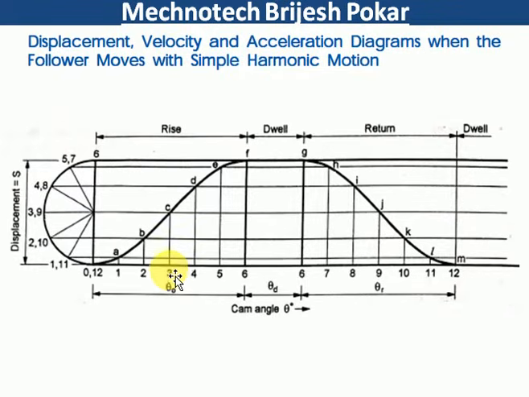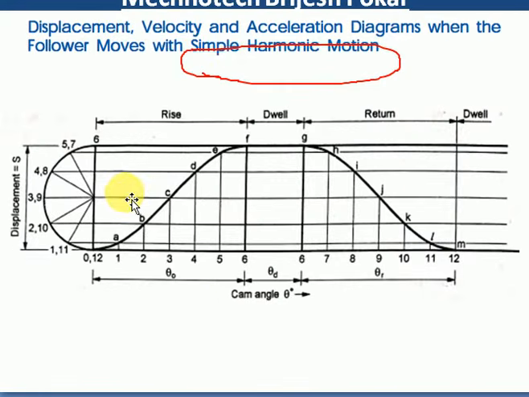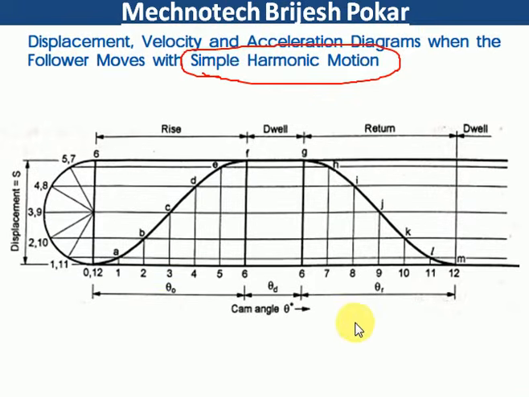Second is simple harmonic motion. So what is the difference from uniform velocity? You can see here, this is the displacement diagram for uniform velocity, and this is the displacement diagram for simple harmonic motion. Basically, instead of the straight line which we have in uniform velocity, here it is a curve.